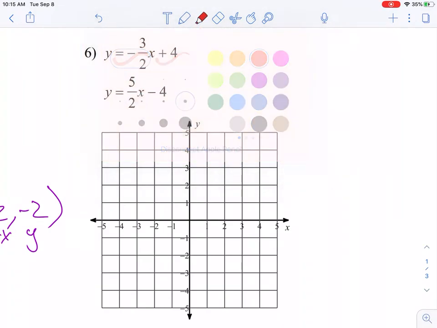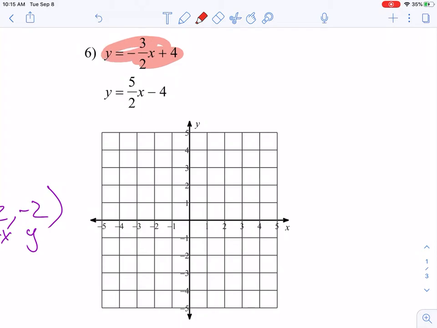Start with red. Begin at 4 and count down 3. 1, 2, 3, right 2. 1, 2, 3, right 2. Can't really do another one.